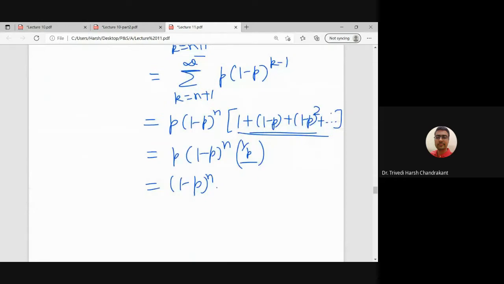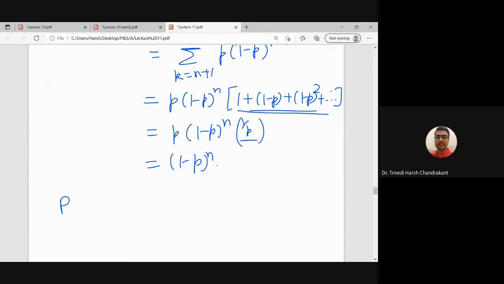The left hand side I am giving as an exercise. You do that, otherwise we will discuss it in the next class.